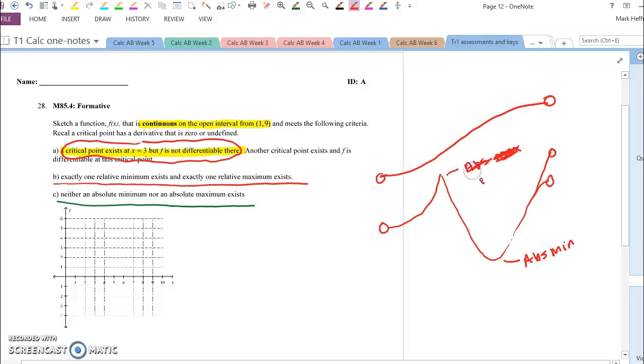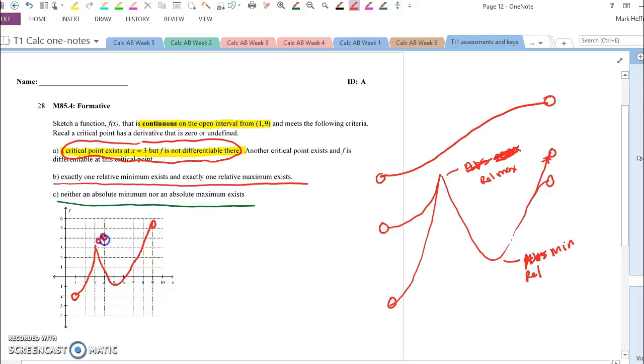But instead, if I took this endpoint and put it higher than the absolute max, now this is just a relative max, and there's no absolute max because I approach but never reach this endpoint. Similarly, I would need to drop this one down below my relative min, and now I've satisfied everything. There's lots of possibilities that work, but this is one of them.